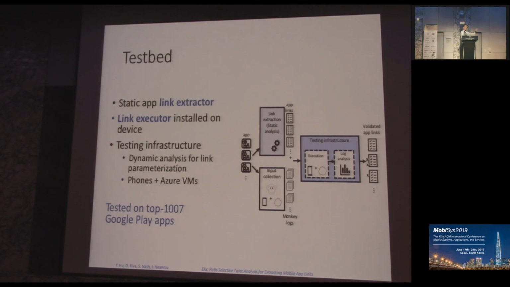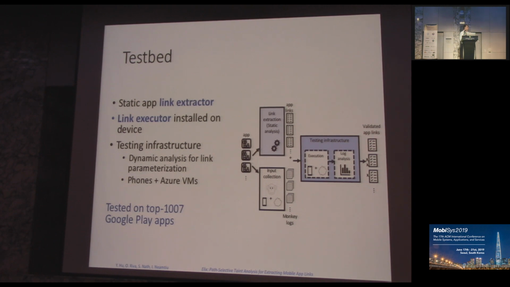So dynamically, we're going to be able to extract parameters, and then we take those parameters and feed them to Elix, and then we launch these links via something called a link executor. A link executor takes Elix-extracted links along with the parameters and launches that in the app.